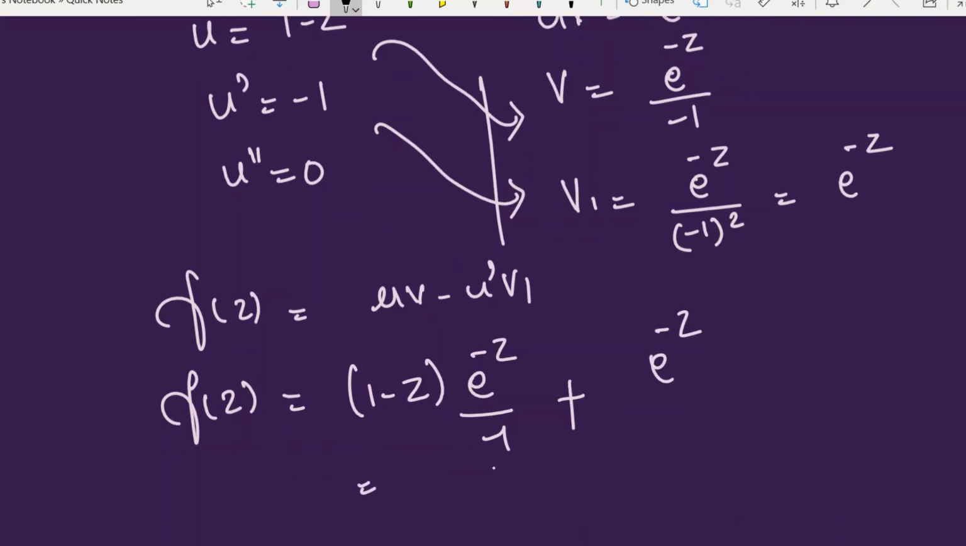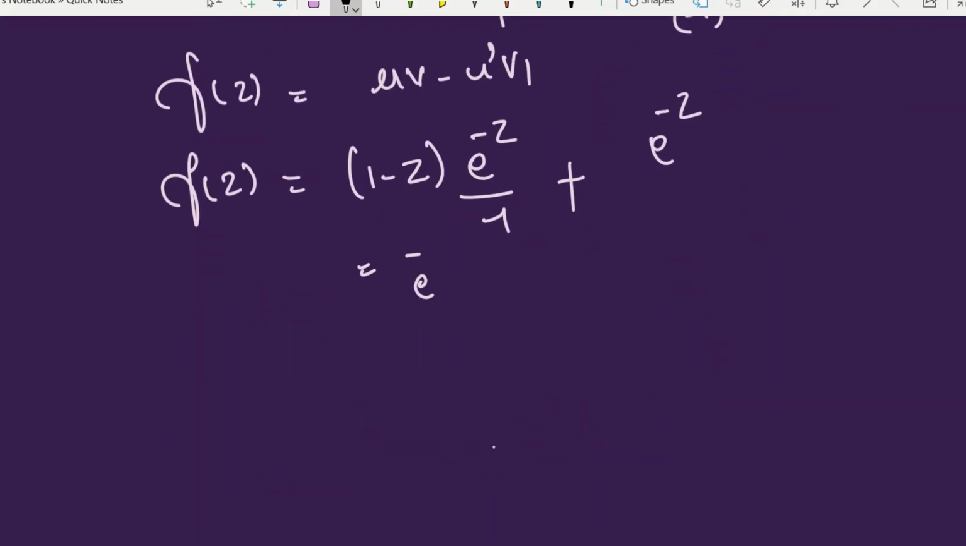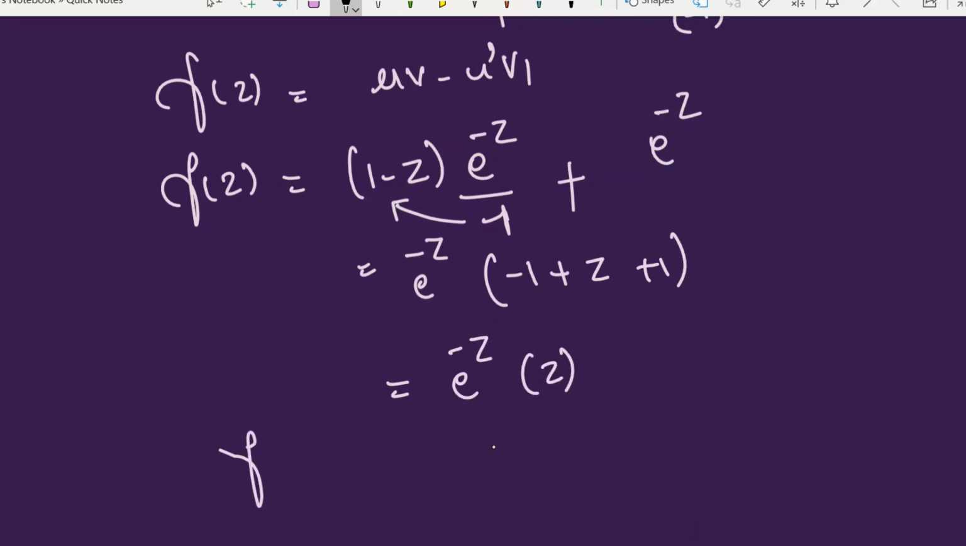So e power minus z times (minus 1 plus z), because here one minus 1 is there. If you move this minus here, minus 1 plus z plus 1. So e power minus z is z. And finally add the integrating constant c. So z e power minus z plus c. This is my analytic function. Next one.